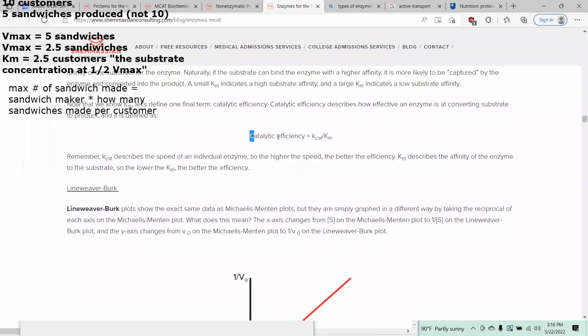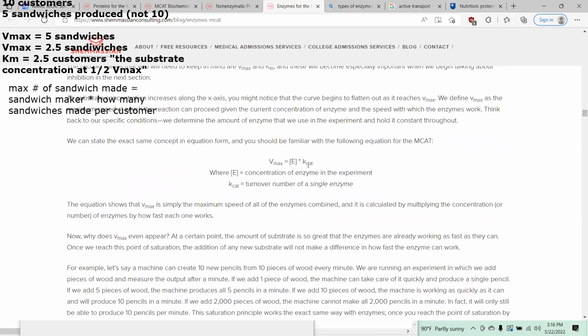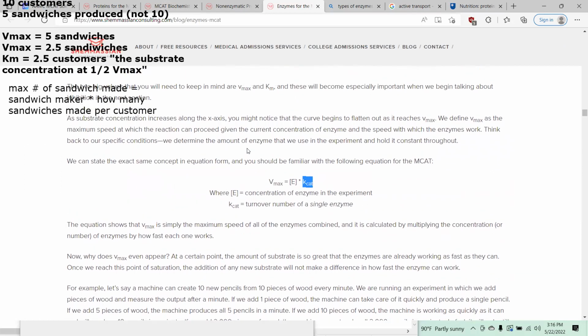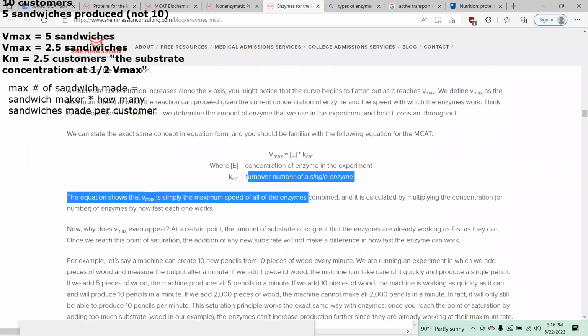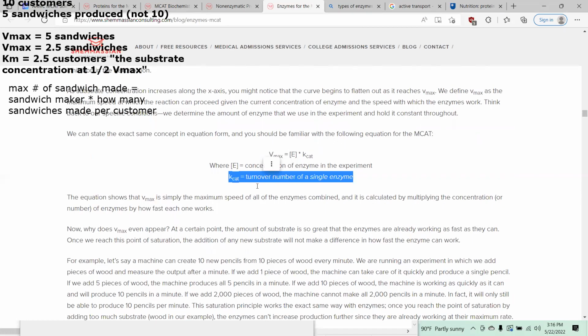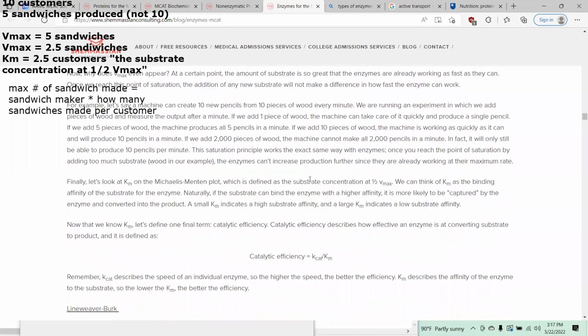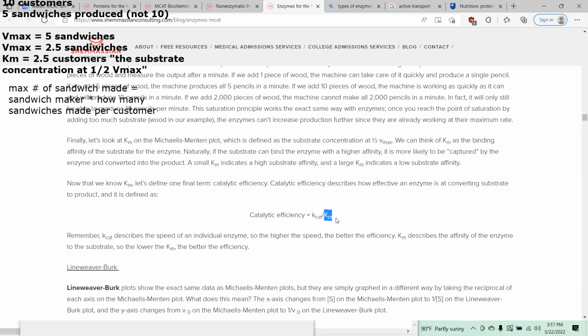And then we have one more term, which is called catalytic efficiency, which is just a combination of the previous terms, the kcat that we originally brought up, which is the speed of our enzyme, the rate at which... so, turnover. What does turnover mean? How often are we turning our ingredients into a sandwich? That's kind of what turnover means here. So turnover number, kcat, divided by our Km gives us catalytic efficiency.